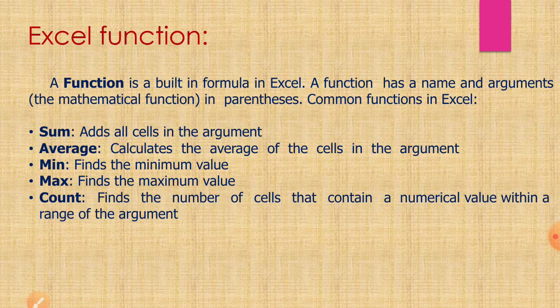Now Excel functions. Already you know a function is a built-in formula in Excel. A function has a name and arguments, that means the mathematical function in parentheses. Common functions in Excel are sum, average, min, max, count. Sum means to add all the cell values in the argument. Average means to calculate the average of the cells in the argument. Min means to find out the minimum value. Max means to find out the maximum value, and count gives us the number of cells that contain a numerical value within a range of arguments.